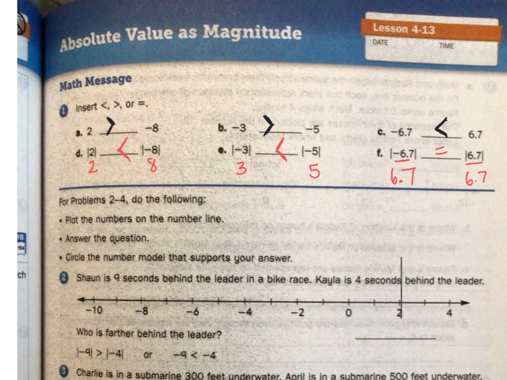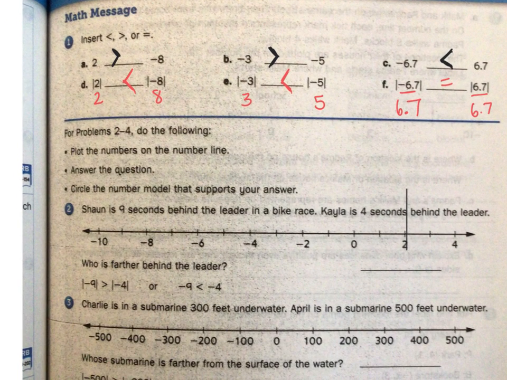If we come down to question 2 and we talk a little bit more about some different situations. Sean is 9 seconds behind the leader in a race. Kayla is 4 seconds behind the leader. The leader isn't behind anyone, right? So we're going to call the leader 0. This is the person that's starting. They're not ahead of anyone, or they're ahead of a lot of people, but they're not behind anyone. So they don't have a negative number.